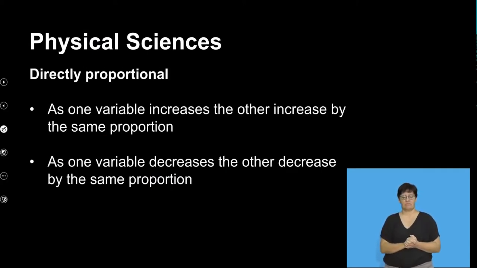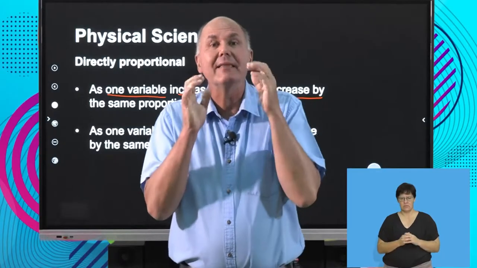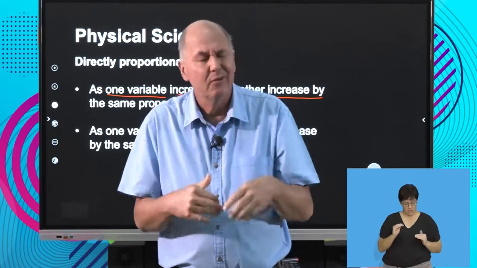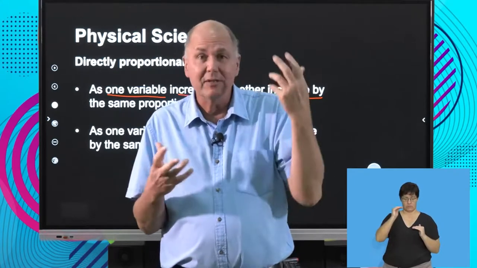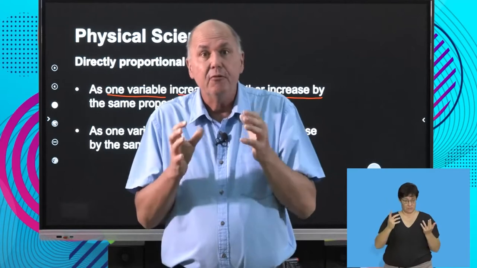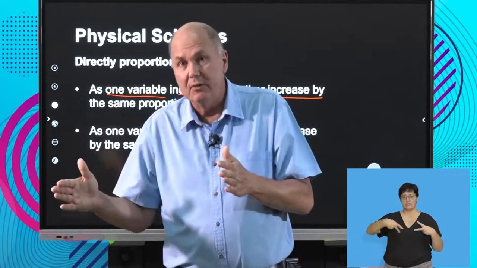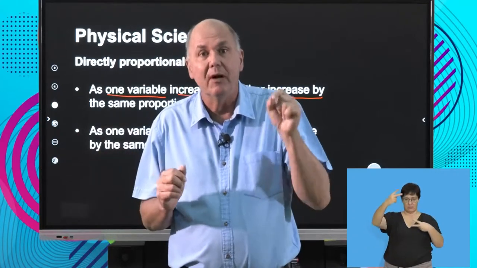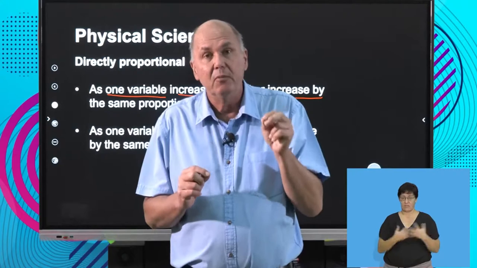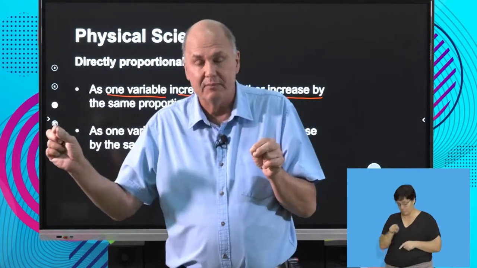We recognize that when we have a directly proportional relationship, people will say that one variable increases, the other increases, and this is the important point here. It doesn't just increase, but it increases by the same proportion. What does that mean? This is too difficult to understand. No, it's not. If you double the one variable, then the other one must double. So in other words, when we say double, we mean multiply by 2.